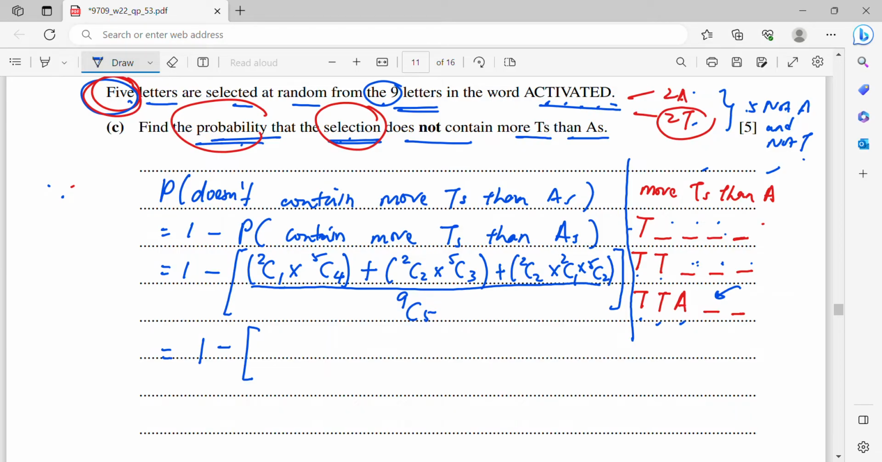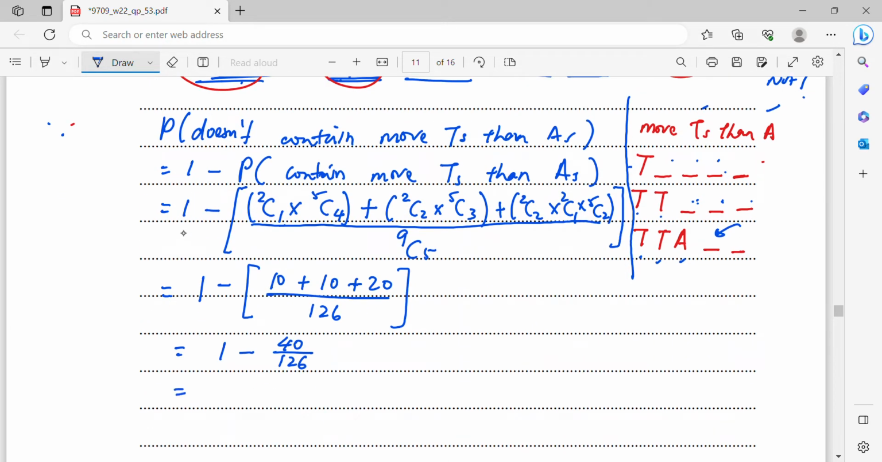Now when you simplify this, it will be 10 plus 10 plus 20 over 126. So when you simplify, it will be 40 over 126. Then 1 minus 40 over 126. At last, you will get 86 over 126, and simplify it to be 43 over 63. So that's the solution of this question.